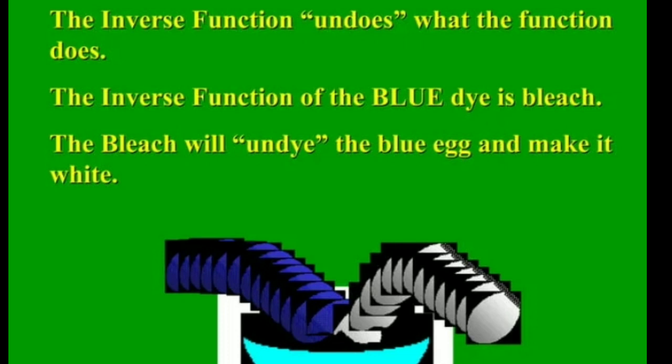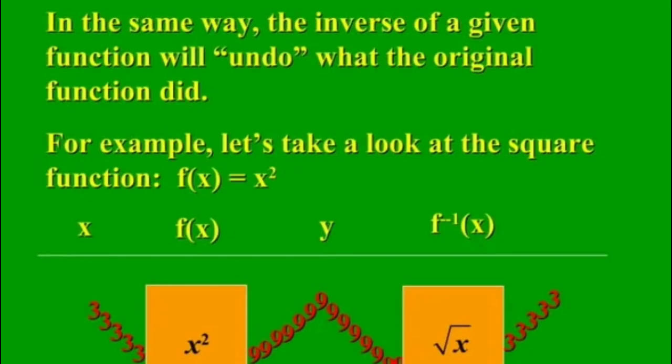The inverse function of the blue dye is bleach. The bleach will undye the blue egg and make it white. In the same way, the inverse of a given function will undo what the original function did.